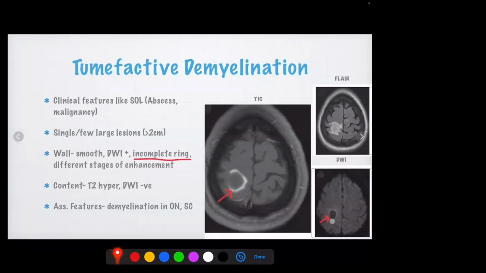And commonly to never have a uniform diffusion restriction; at its best it would have a peripheral diffusion restriction and not uniform restriction of the whole of the cavity. So that's easy to differentiate from a brain abscess, mainly bacterial or tubercular abscess.